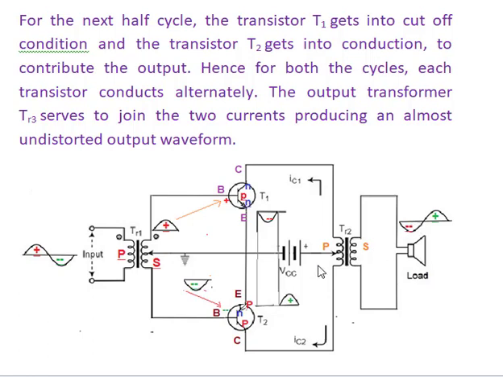While the transistors are conducting, initially T1 conducts and then T2 conducts. So the distortion present in the input signal is eliminated. So this push-pull class B amplifier gives distortionless output.